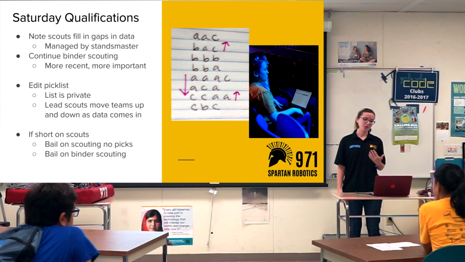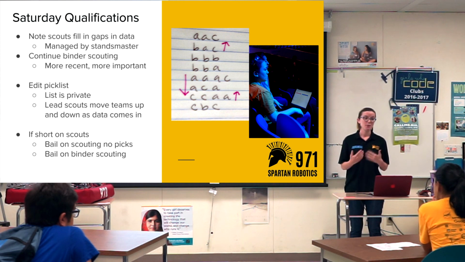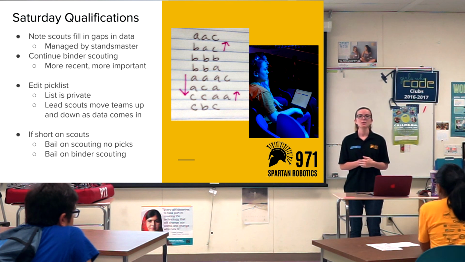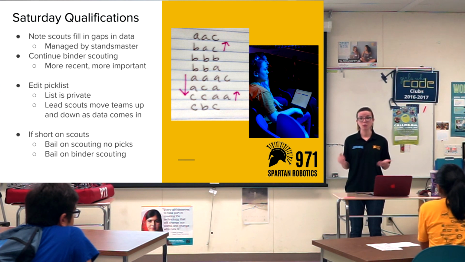So Saturday qualifications. The note scouts, as I just mentioned, are filling in gaps in data. This is managed by the Stance Master, and we continue binder scouting. The more recent quantitative data is more important, but you don't want to discount the overall trends. This is just to catch things like, Team XYZ, they fixed their shooter overnight and now they're putting up crazy points. Like, that's a big difference. That would change your opinion of where they should lie on your pick list. But you also really want to value consistency.